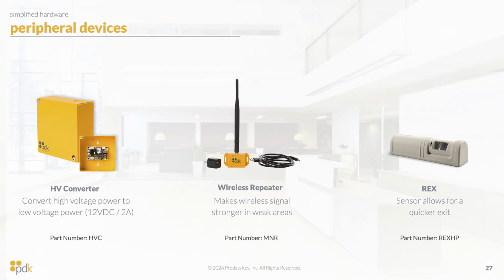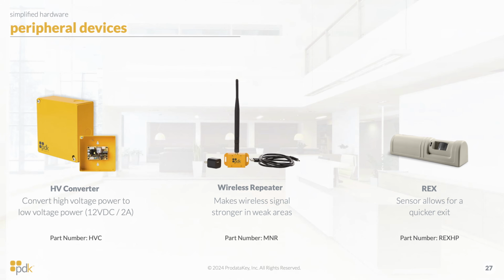Now that we have credentials out of the way, we need to finally focus on our essential number 5, which is our peripheral devices. This will include your high voltage converter, your wireless repeater, and your REX. And I don't have it on here because I forgot to send it as part of the video submission, but the range test kit as well. I want that mentally noted on this screen.